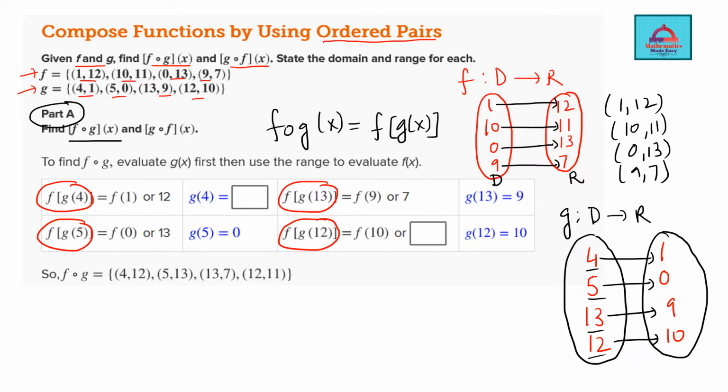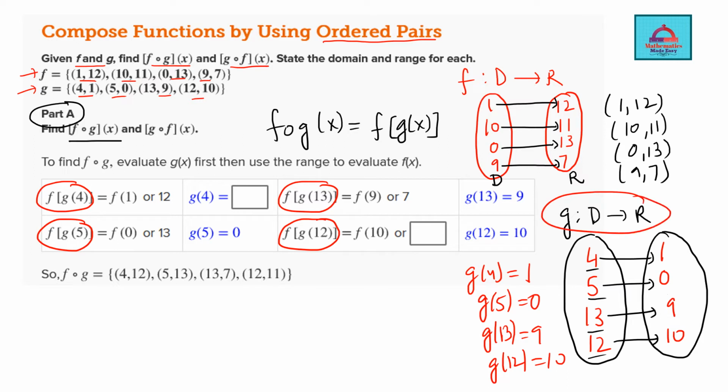Now, g of 4 is 1, g of 5 is 0, g of 13 is 9, and g of 12 is 10. So this is coming from the function. Therefore, because this is given to you, you can now fill the boxes.